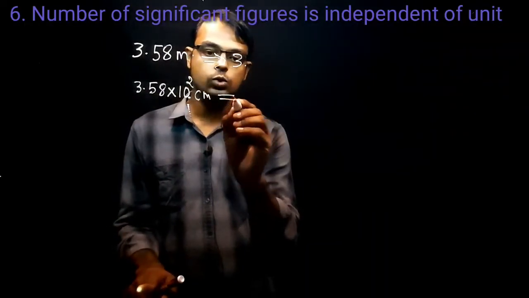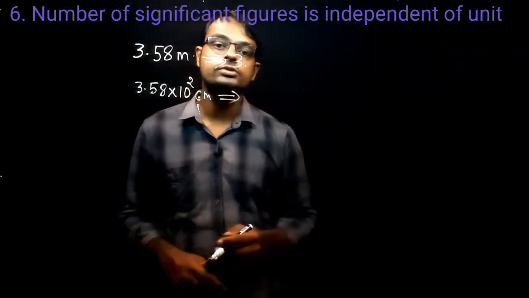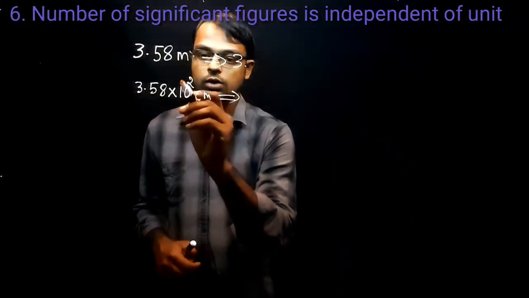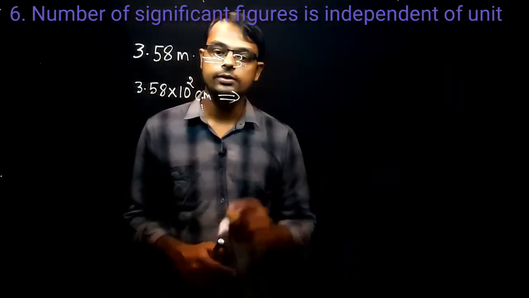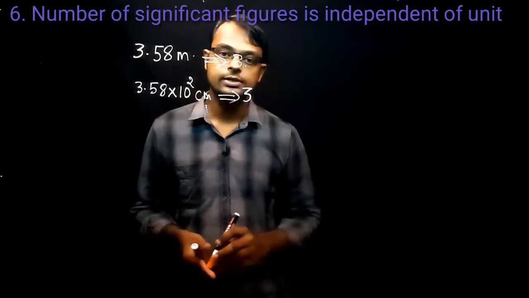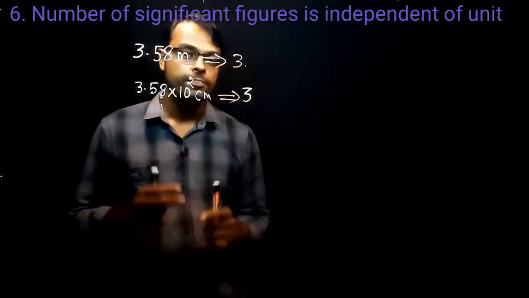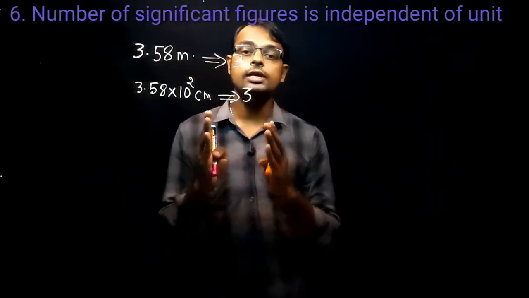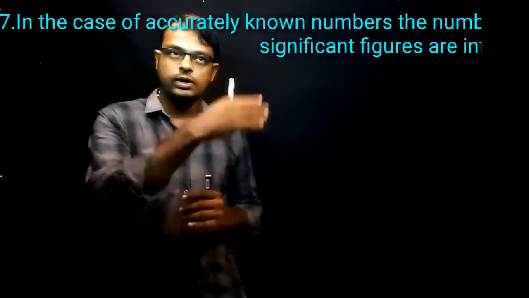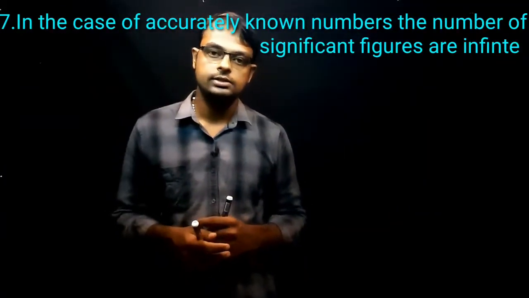In this case also, what is the number of significant figures here? 1, 2, 3. No need to count the power here. Clear? So in this case also, the number of significant figures is 3. So what is the rule talking about? The significant figure is independent of unit. Now rule number 7.